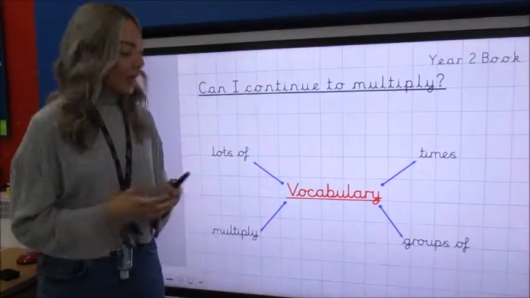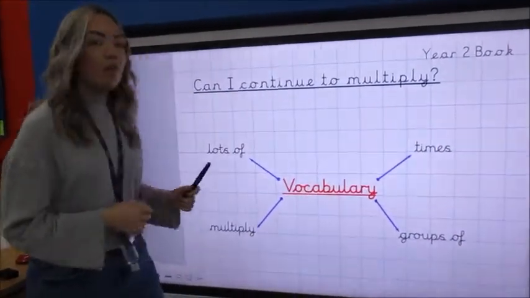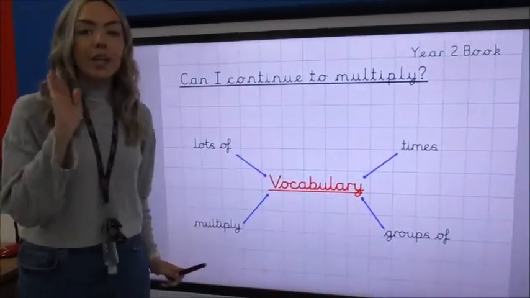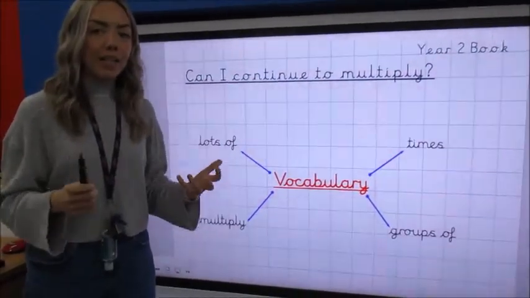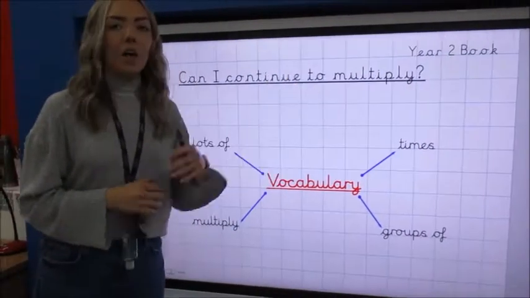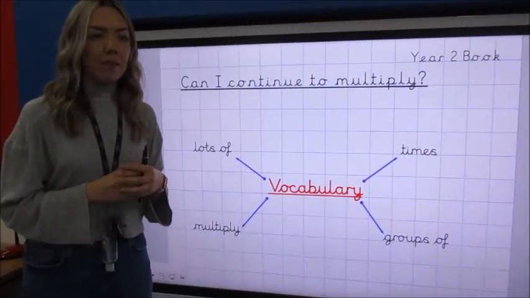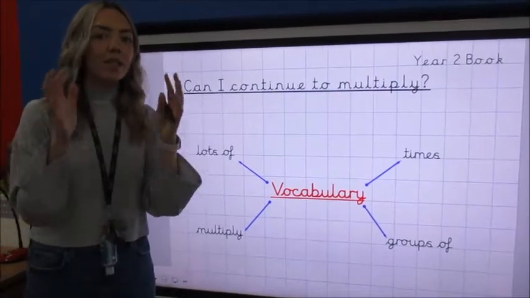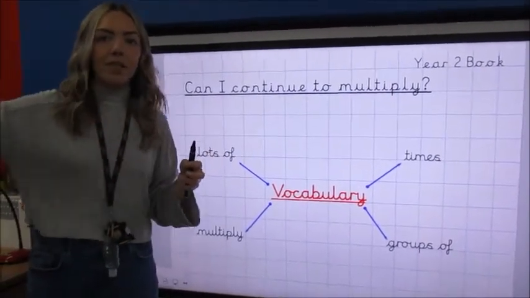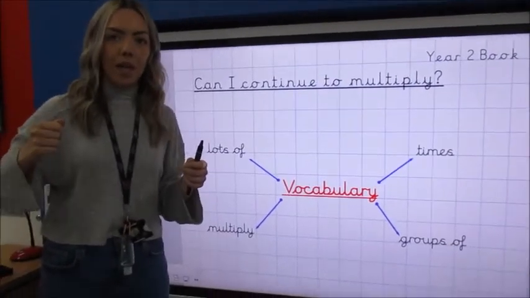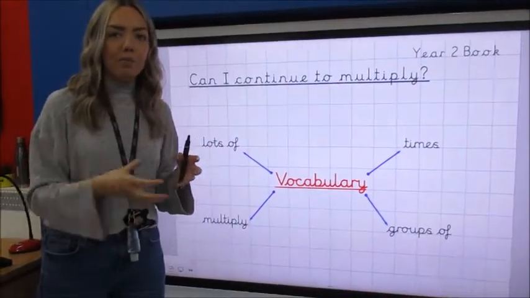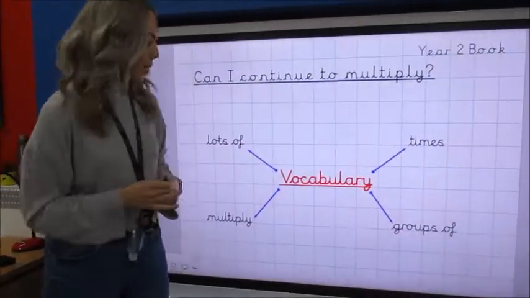So before you begin, I would like you to draw your very own vocabulary map, so that when you see these words or you hear them, you know that they still mean multiply, and we're still going to be multiplying our answer, okay? And it means when we don't just take 2 numbers and add them together, we are multiplying, so it means that we are doing the same thing but more than once, okay? So it's lots of or times. We're going to do the same thing but so many different times.